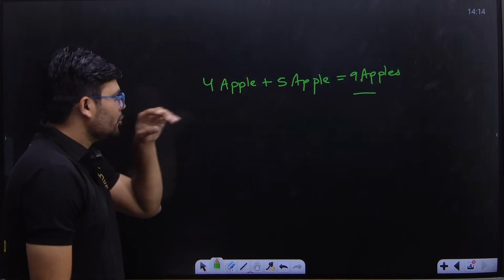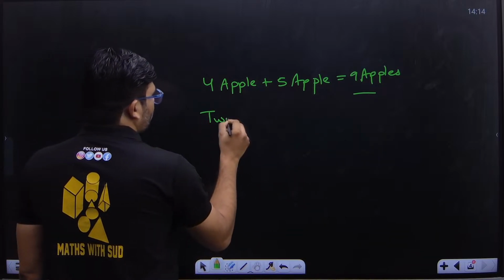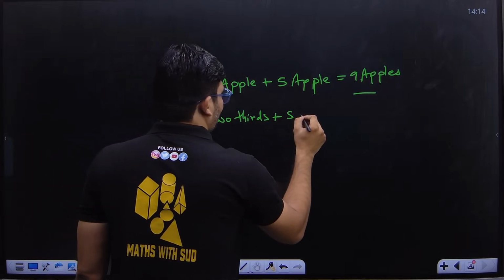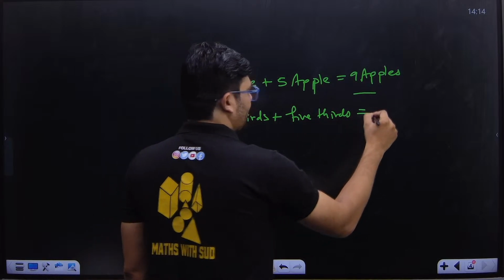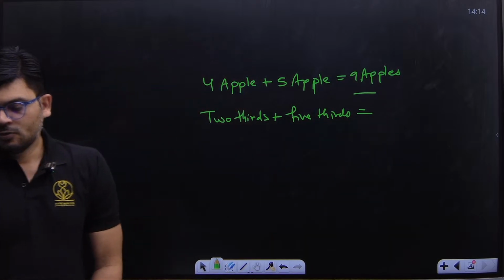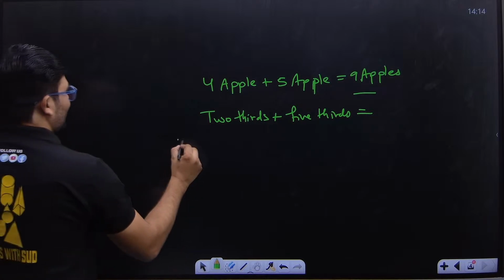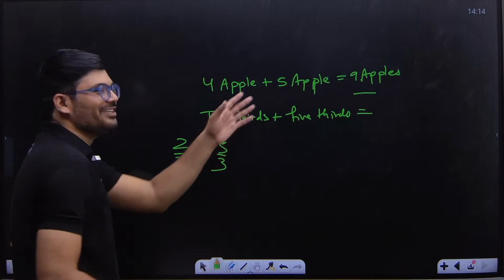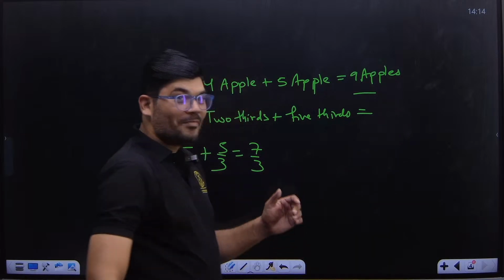So you said 9 apples, right? If I ask you what is 2/3 plus 5/3, would it be 7/3? Yes. That's why I started with the apples. See, it's a simple logic. They're fractions and they have the same denominator.